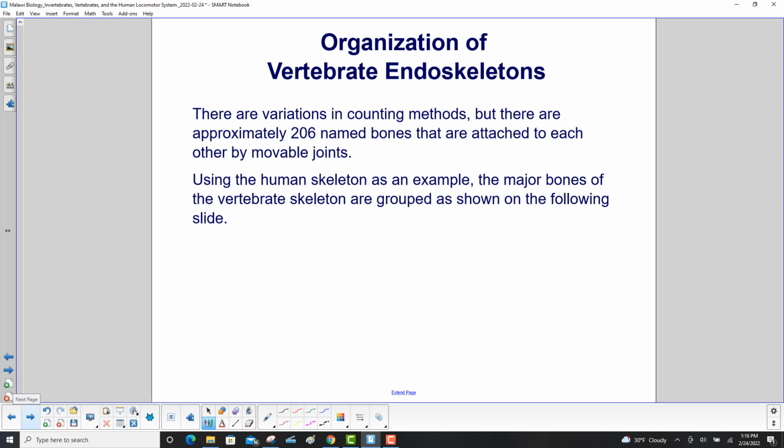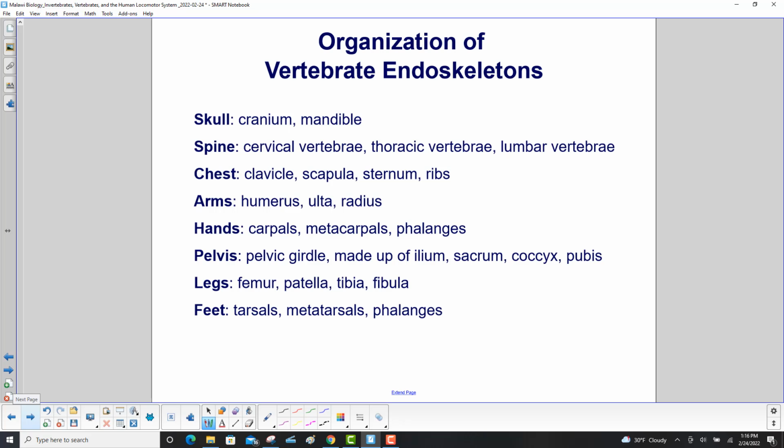There are variations in counting methods, but there are approximately 206 named bones that are attached to each other by movable joints. Using the human skeleton as an example, the major bones of the vertebrate skeleton are grouped as shown in the following slide. So the groupings are over here: skull, spine, chest, arms, hands, pelvis, legs, and feet. And then here are the different bones that are inside each group.